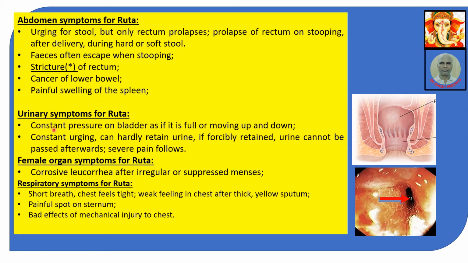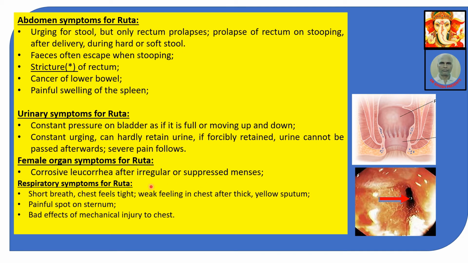Urinary symptoms of Ruta. Constant pressure on bladder as if it is full or moving up and down. Constant urging, can hardly retain urine. If forcibly retained, urine cannot be passed afterwards. Severe pain follows. Female organ symptoms of Ruta. Corrosive leukorrhea after irregular or suppressed menses.